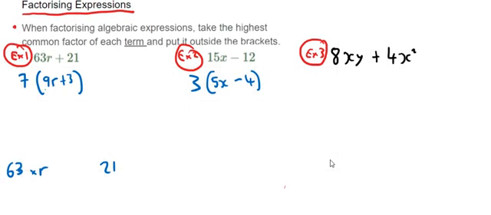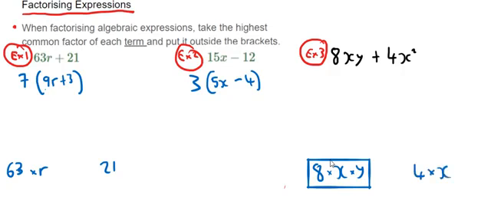Last one here. Now watch this carefully. I've got 8xy, so now I have to start thinking about other things that are common in both expressions. I'm just going to write down here roughly that 8xy means 8 multiplied by x multiplied by y. That's what 8xy means. 4x squared, try to think about what that means. It means 4 multiplied by x multiplied by x.